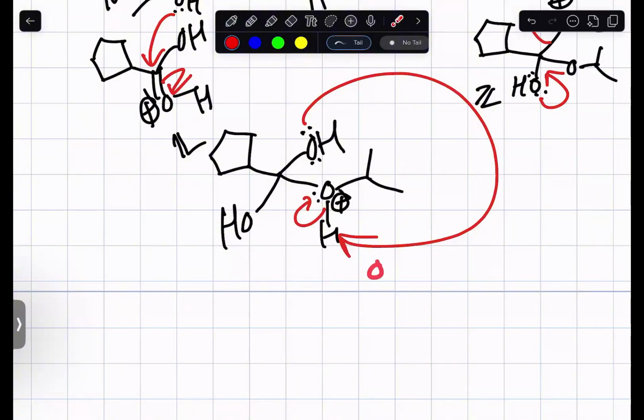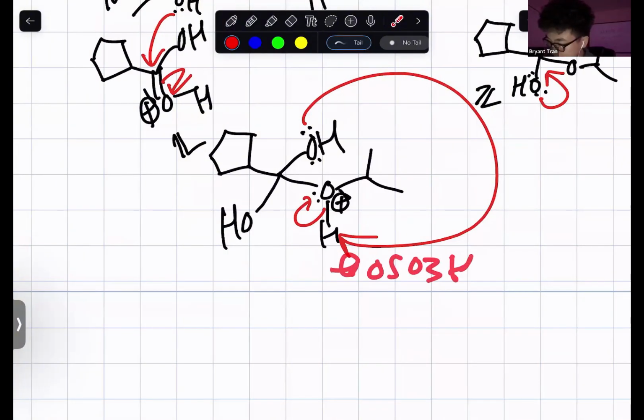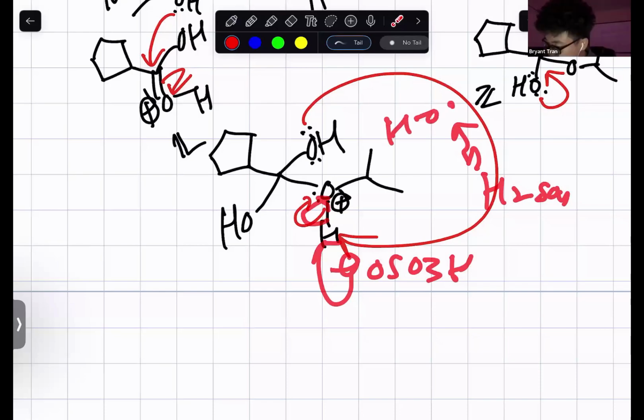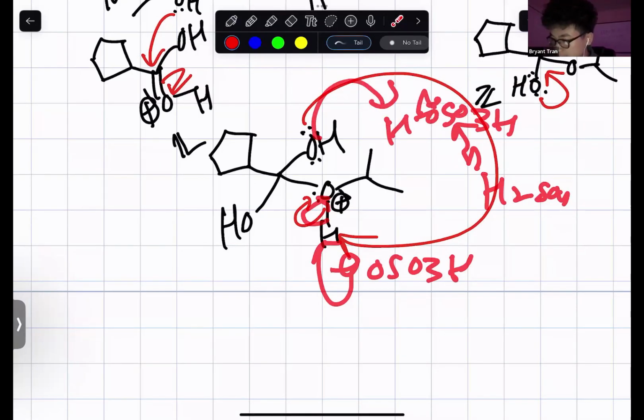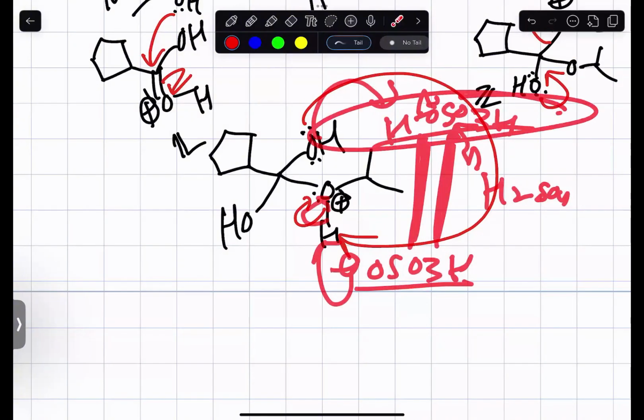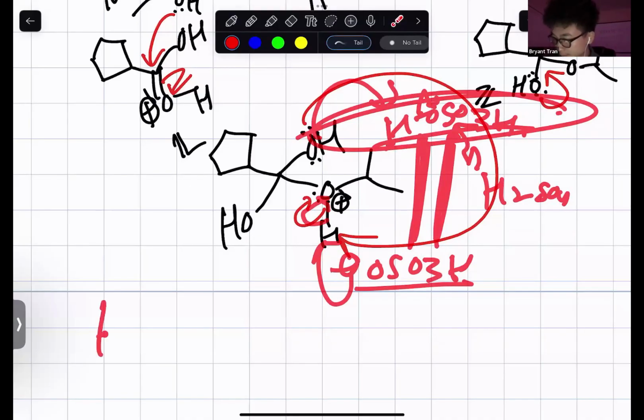Like when OSO3H minus grabs this hydrogen and it becomes H2SO4, imagine if we were to do that instead. It could be the same H2SO4 and OSO3H being reused and recycled throughout the mechanism, right? But there's going to be an excess amount of H2SO4 in the solution. There's not going to be only one molecule of H2SO4.